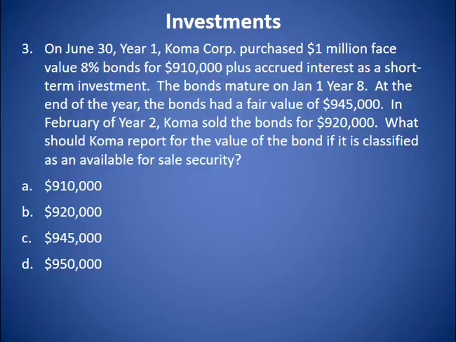On June 30th of year 1, Coma Corp purchased $1 million face value 8% bonds for $910,000 plus accrued interest. Accrued interest is a short-term investment. The bonds mature on January 1st of year 8. At the end of the year, the bonds had a fair value of $945,000. In February of year 2, Coma sold the bonds for $920,000. What should Coma report for the value of the bond if it was classified as an available for sale security?